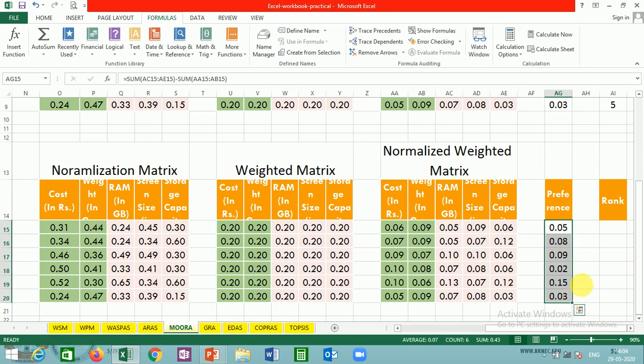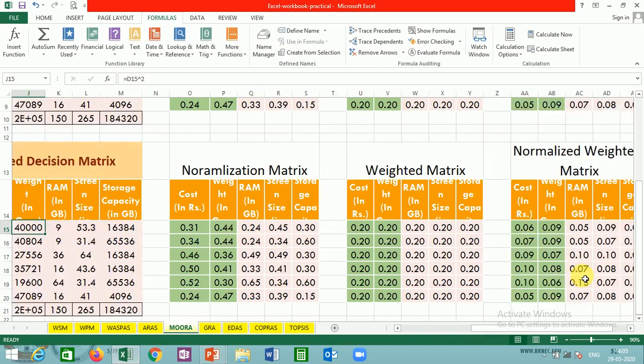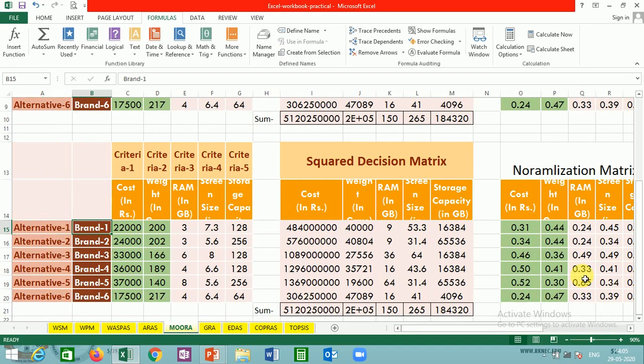So these are the preference values that we are supposed to use, by virtue of which we are going to rank the alternatives. So this is how the entire process is done. Let me revise, or let us quickly recap it. So this was our original matrix.